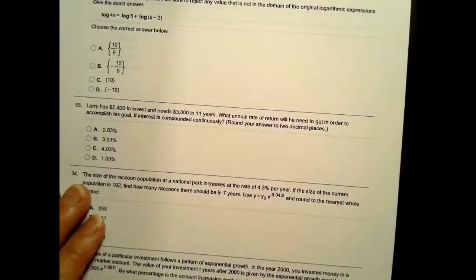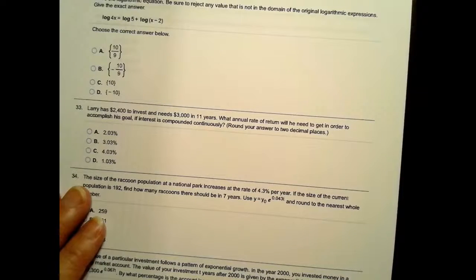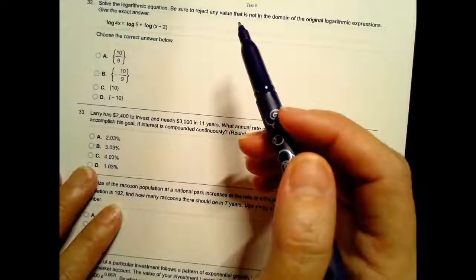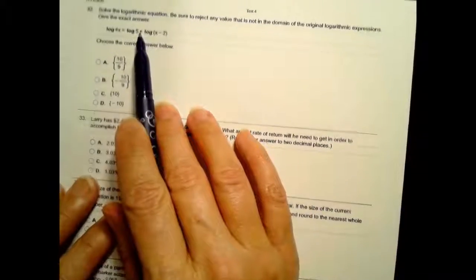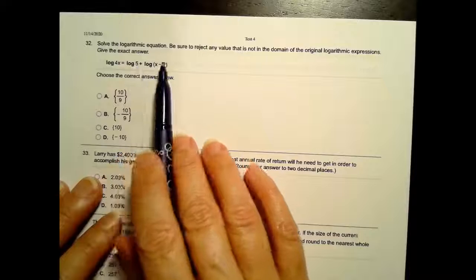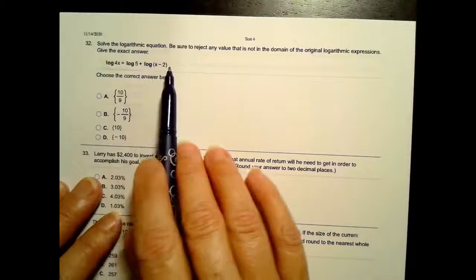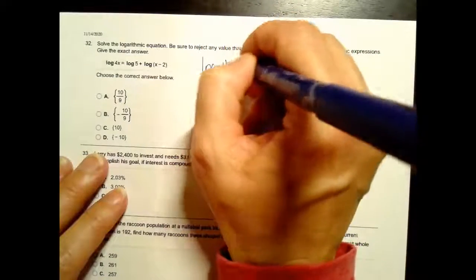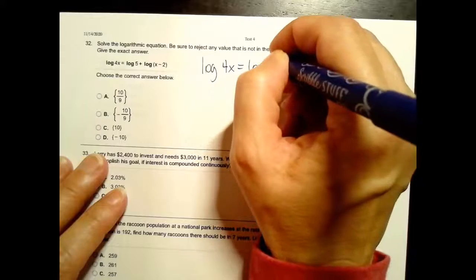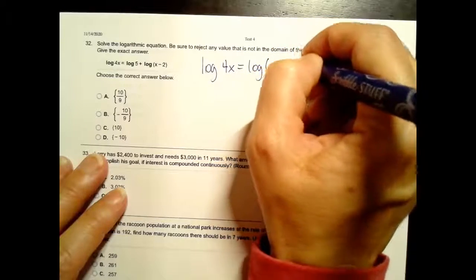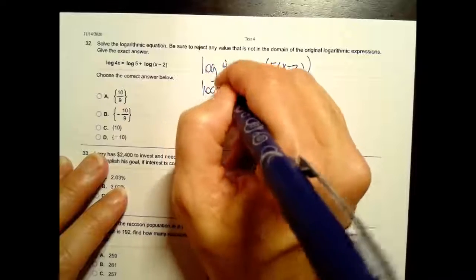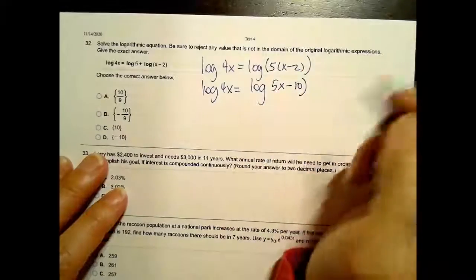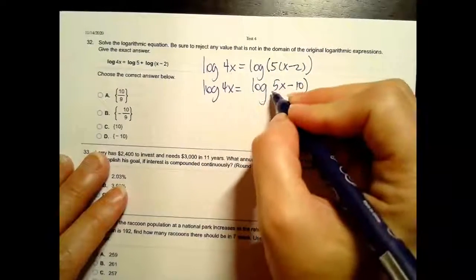32. Same thing, solve the logarithmic equation. We're just going to use all the properties that we know. One of the properties is that if we have an addition of logs, then it's the product. These two were multiplied together. So I get log of 4x equals the log of 5 times x minus 2. So log of 4x equals the log of 5x minus 10. And this is log base 10, this is log base 10.